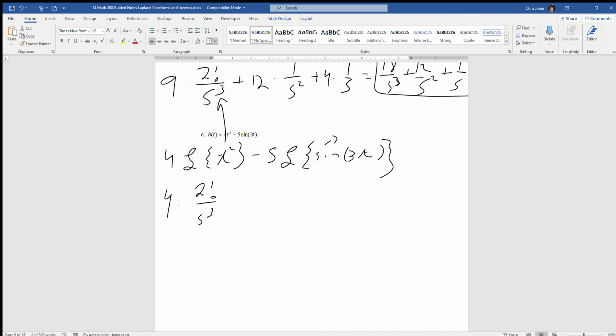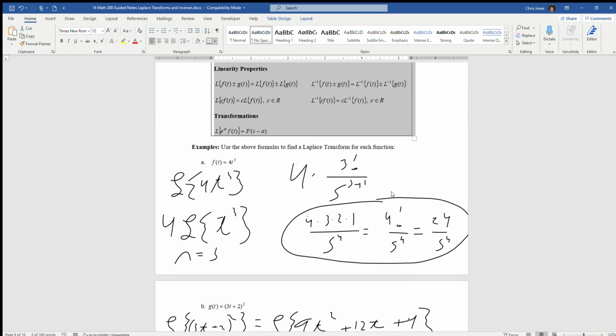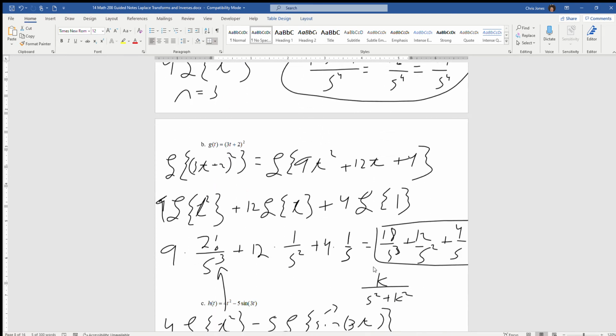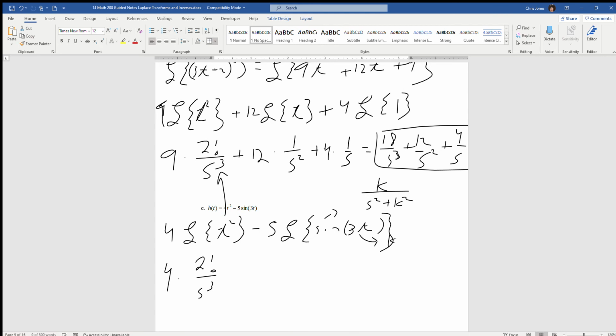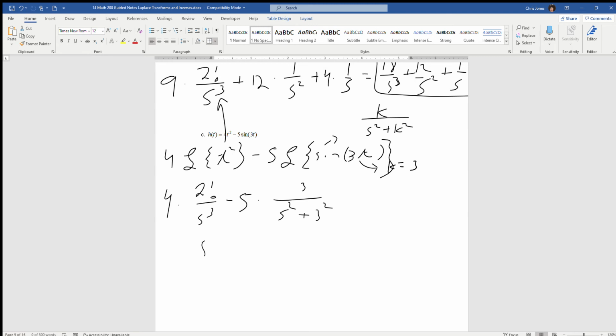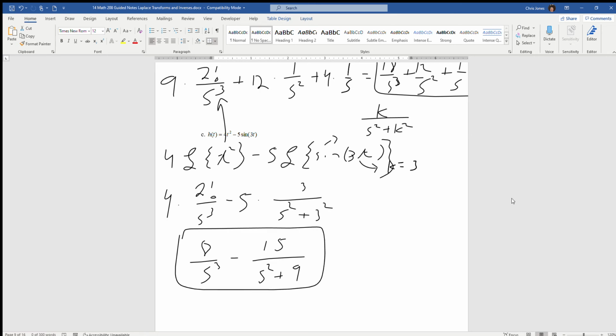And sine, we actually saw this one earlier. Remember, sine is k over s squared plus k squared. We actually proved this one, but we can just go right up here, and just in case we forgot, sine kt is k over s squared plus k squared. Now in this case, k is equal to 3. So what we're going to end up with is minus 5 times 3 over s squared plus 3 squared. Or as a cleaner answer, this would be 8 over s cubed minus 15 over s squared plus 9. So hopefully that helps out when we're trying to find these Laplace transforms.